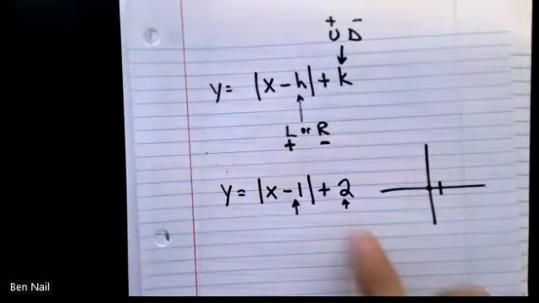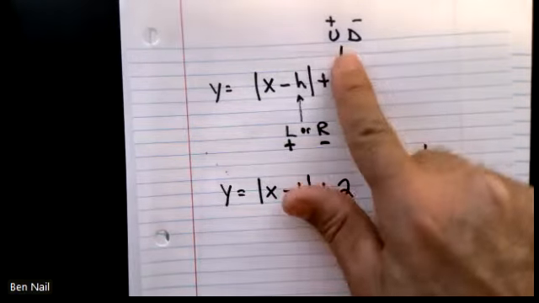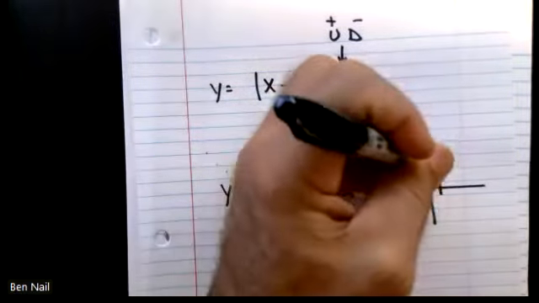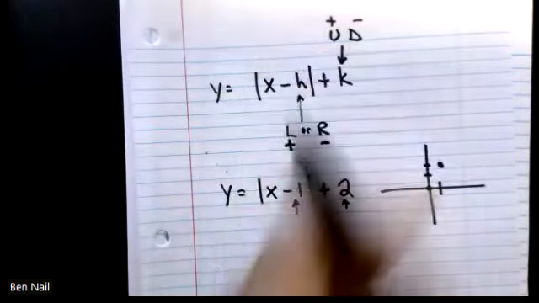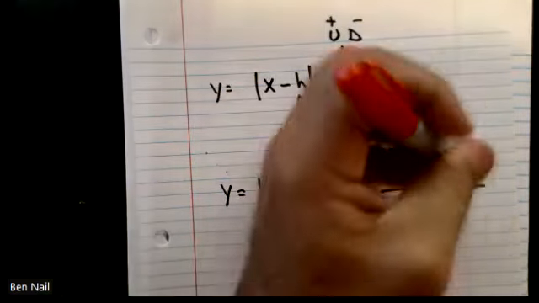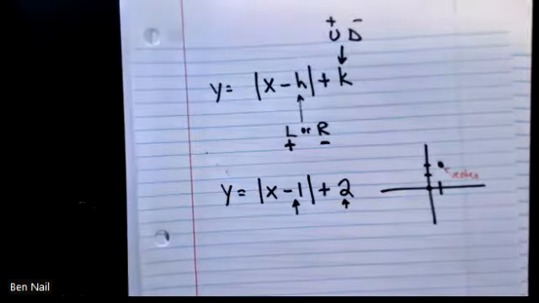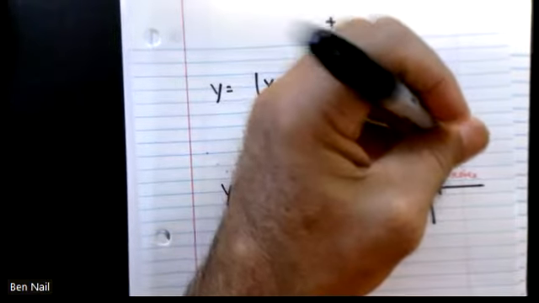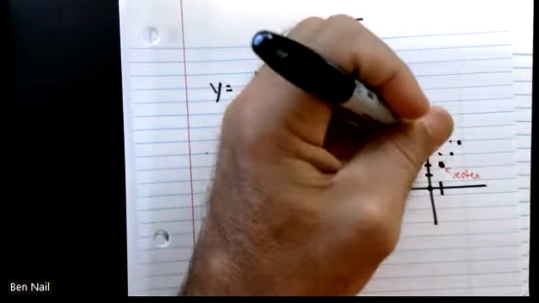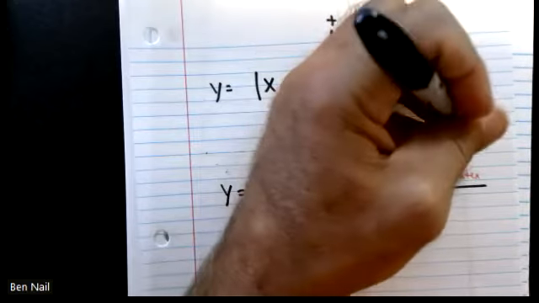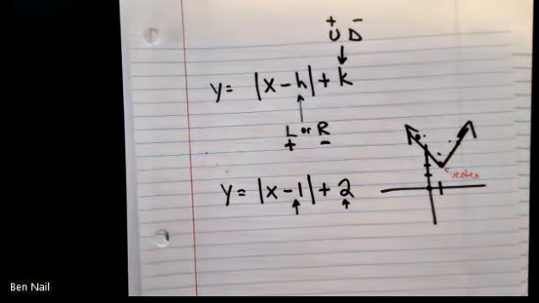This +2 out here, okay, a positive on the outside is going to shift everything up 2 units. So this is now my vertex. Okay, from there we go up 1 and over 1, up 1 and over 1. Okay, up 1 over 1 the other direction. And that's our V.